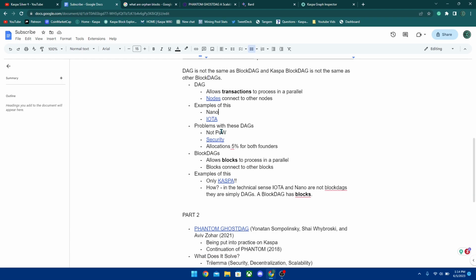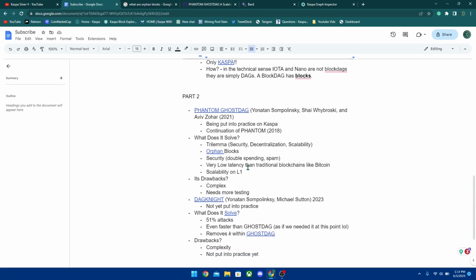Kaspa launches with the trilemma already solved. So again, it has very low latency compared to traditional blockchains like Bitcoin. Bitcoin is 10 minutes per block and Kaspa is 1 block per second. And because of the GHOSTDAG protocol, it allows us to actually scale on layer 1. A lot of Bitcoiners like to say that scalability starts with layer 2 and beyond, but Kaspa is here solving the crypto trilemma and allowing it to be scalable on the first layer.